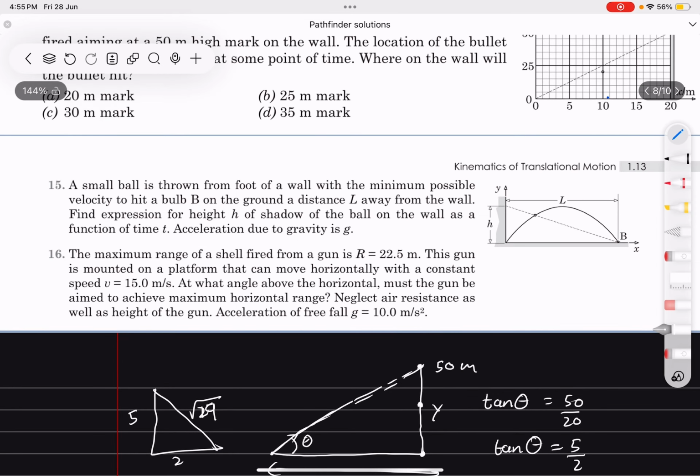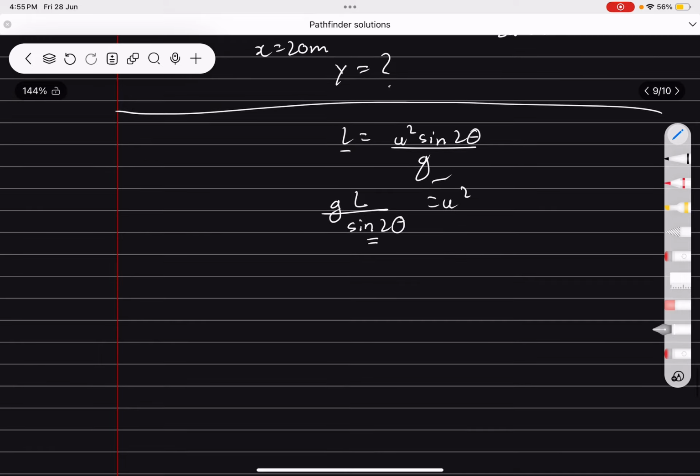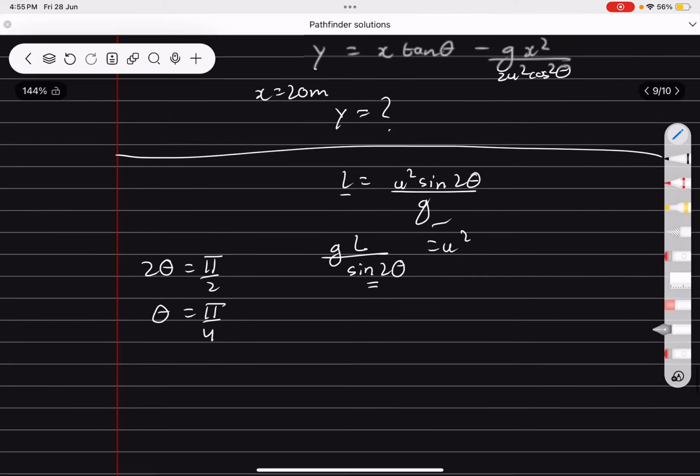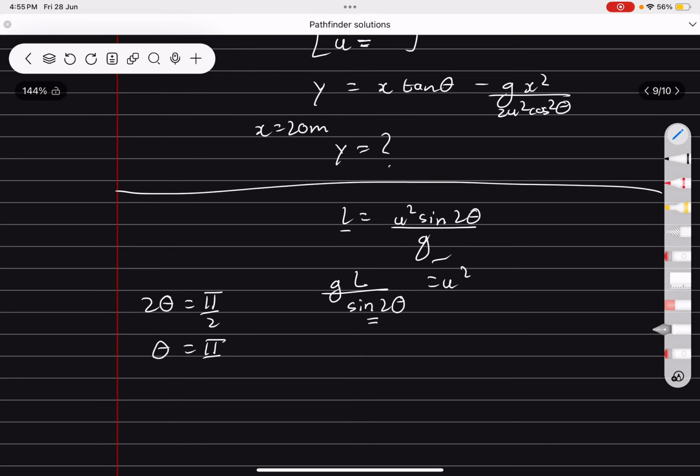They've said in the question that the ball is thrown with a minimum possible velocity. You can see here, L is fixed, g is fixed. G L by sine 2 theta is u square. U can be minimum when sine 2 theta is maximum. When is sine 2 theta maximum? When 2 theta is equal to pi by 2, so theta is pi by 4. So the angle of projection is pi by 4, and you can find out the velocity of projection also, which is root g L.